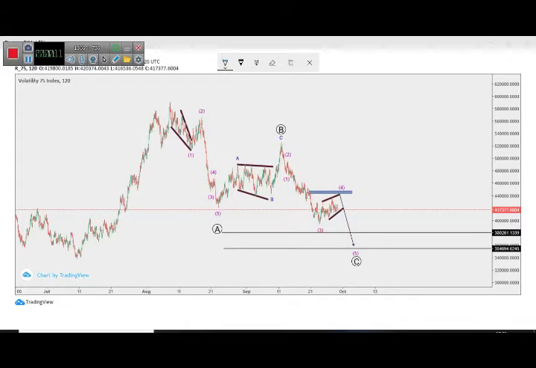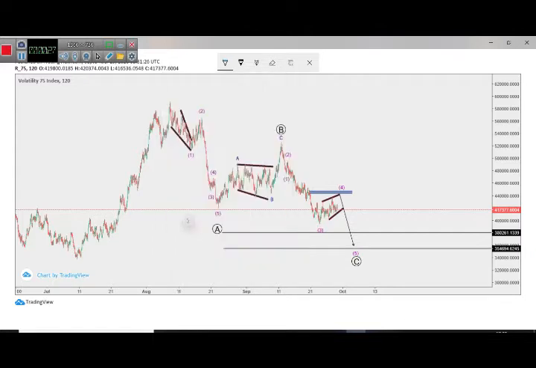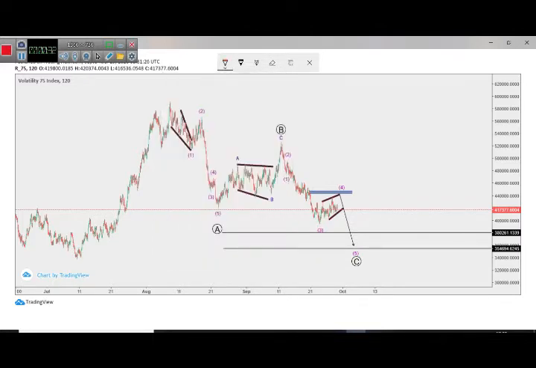Today I'm gonna record a video on volatility 75. Right guys, if you remember last week or some time back, I did a video on volatility 75, and this is the setup that we had previously on volatility 75.